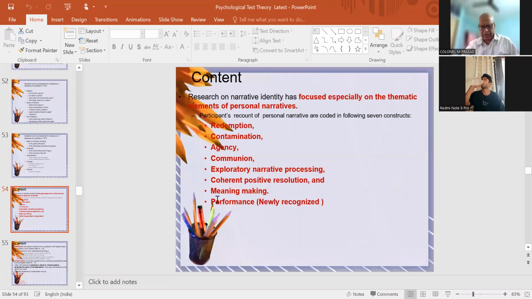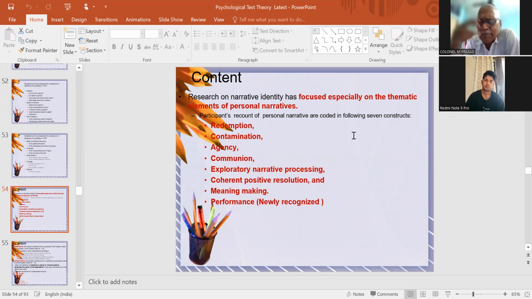Which is the type of story? Is it redemptive, contaminative, agentic, communal? What is the type of story? Redemptive: from negative to positive. Contaminative is something positive to negative. Agentic means you become an agent for change. Communion means you're talking about a group.